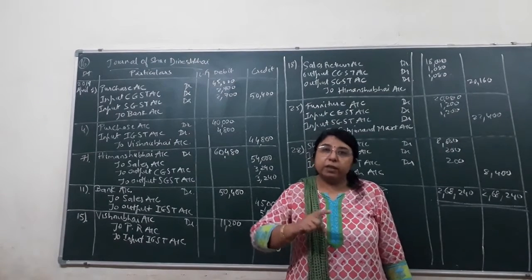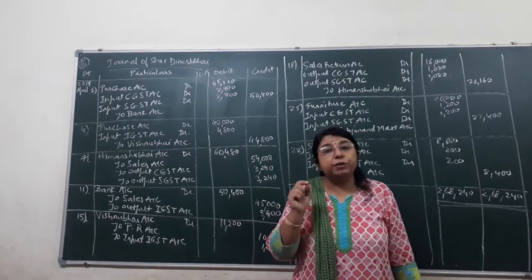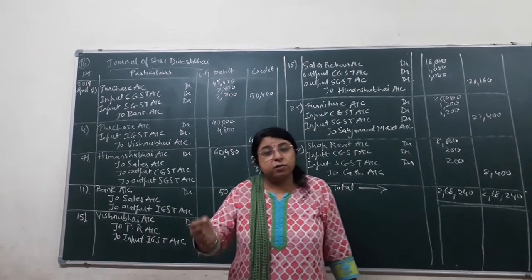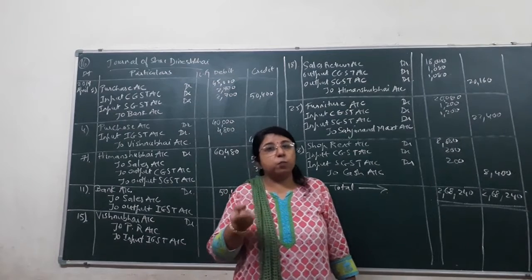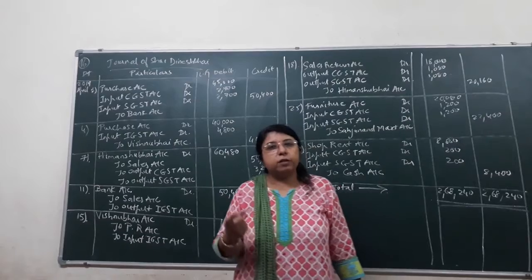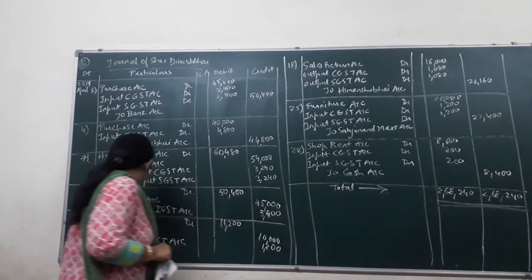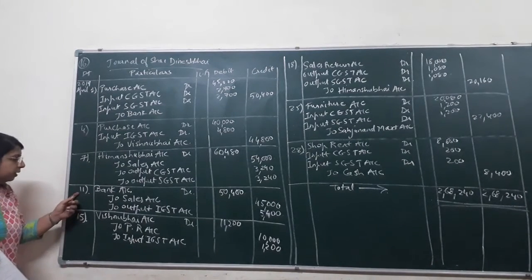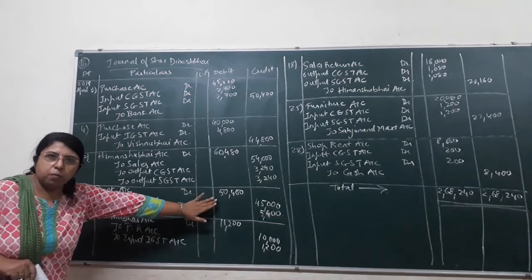Over here it is an interstate transaction, so only one tax will be applied, that is IGST. And it is a sales transaction, so output IGST will be applied. If it is a purchase transaction, then input will be applied. If it is a sales transaction, then output will be applied. Now you can see the entry I have written on the 11th date, that is bank account debit. You don't mention the amount at present.